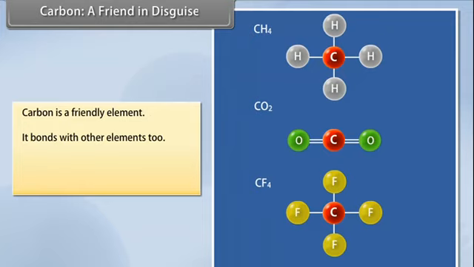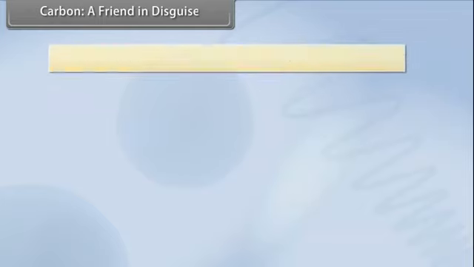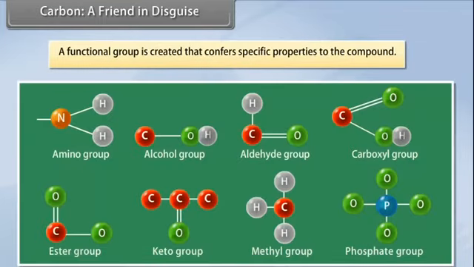However, instead of hydrogen, the other element is used, and this element replacing hydrogen is called a heteroatom. A functional group is created that confers specific properties to the compound without considering the length and nature of the carbon chain.